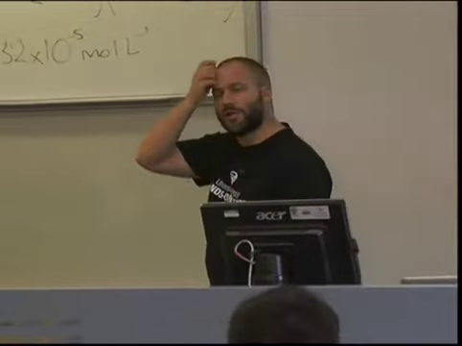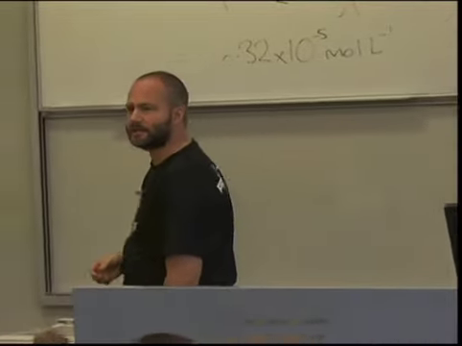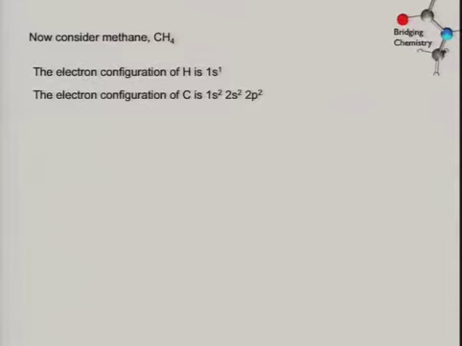Okay, so let's consider now a slightly more complicated molecule. Let's look at methane. So methane has the formula CH4. It's a carbon with 4 hydrogens attached to it. Yeah? And so again, if we look at our electron configurations, hydrogen is 1s1, so it has 1 electron. Carbon has the electron configuration 1s2, 2s2, 2p2. So in theory, it's got 6 electrons that it could use to be sharing with other things and making bonds. Yeah?